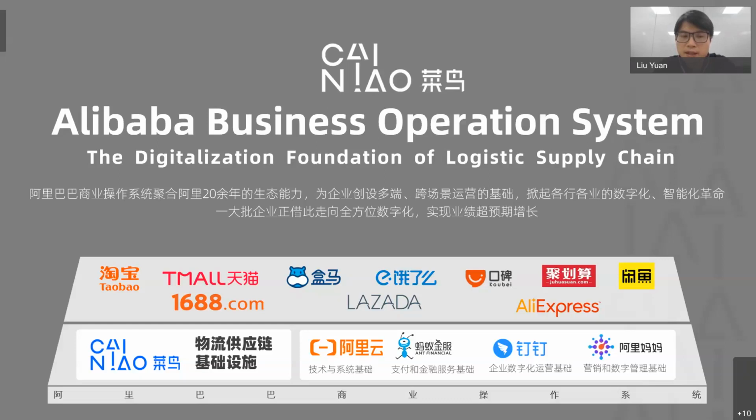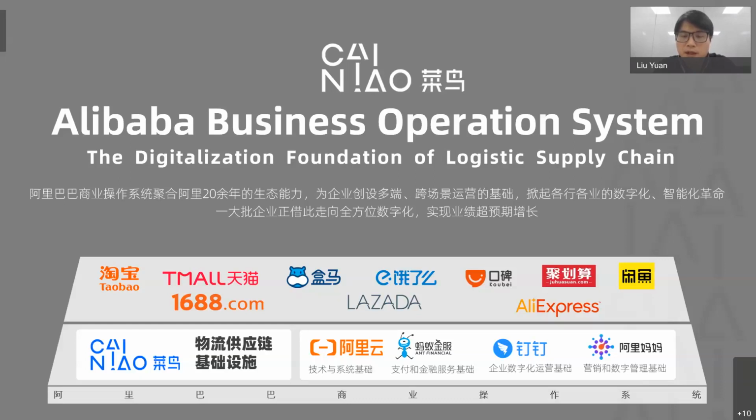In the bottom line, we see Cainiao working on the logistics supply chain foundation, and besides it, Ali Cloud working on the technology and system foundation. Ant Financial is working on the payment and financial service foundation. Dingding is working on the enterprise digital operation foundation, and Alibaba is working on the marketing and digital management systems. So actually, these companies have already covered the major areas for the business operation foundation.